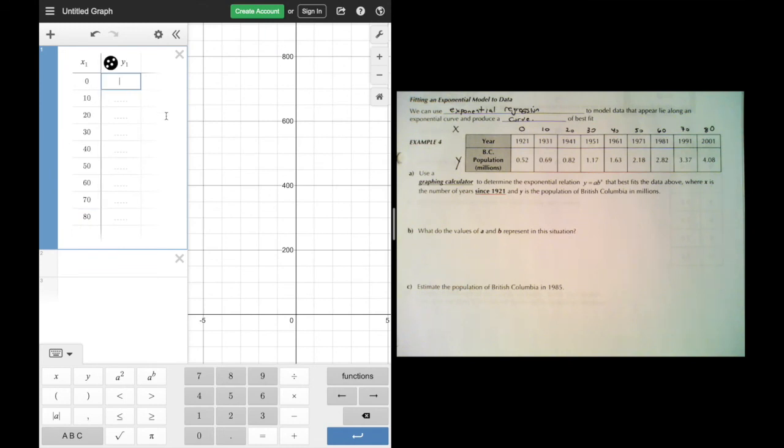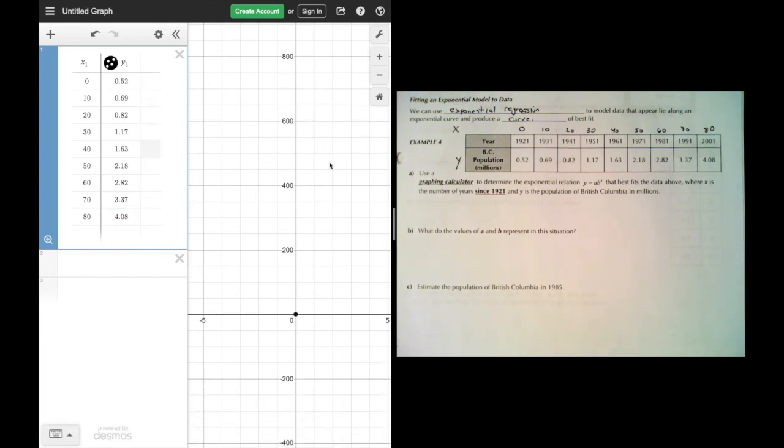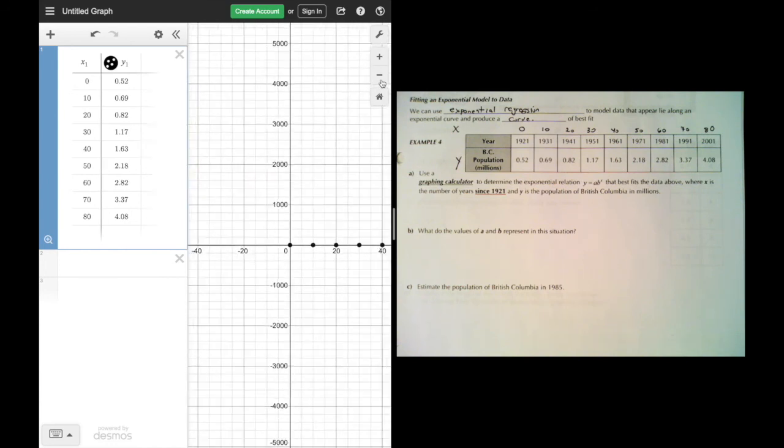And our y's, we've got 0.52, 0.69, 0.82, 1.17, 1.63, 2.18, 2.82, 3.37, and 4.08. Now we got our dots, and let's zoom to see those dots.